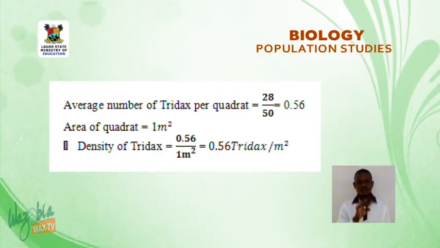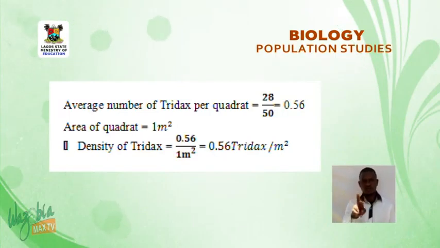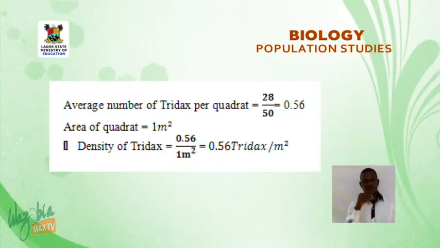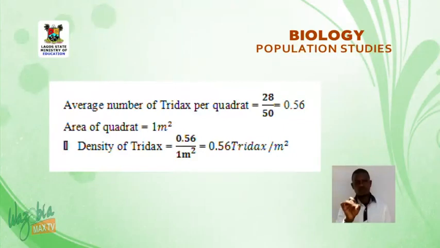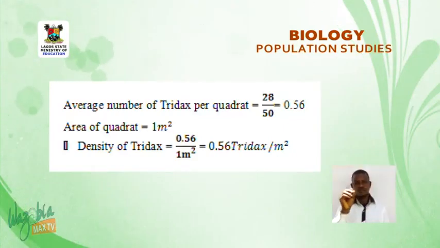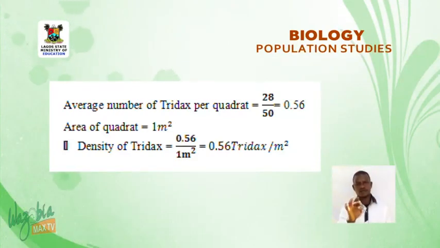Area of quadrat equals 1 meter squared. Therefore, density of Tridax equals 0.56 all over 1 meter squared. Answer equals 0.56 Tridax per meter squared.